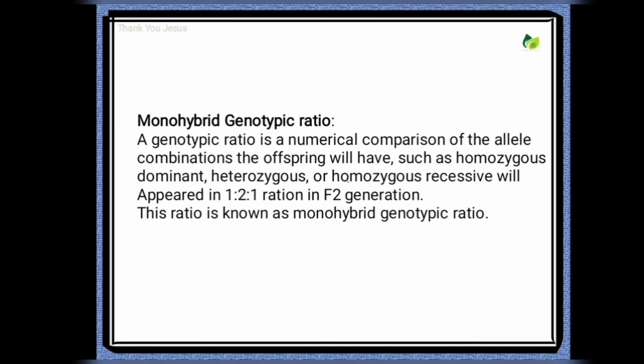So 1 is dominant, that means capital T. That means one plant is obtained as pure dominant. The 2 in 1:2:1 means heterozygous, so two plants are obtained in the heterozygous condition. Again, one plant is obtained as homozygous recessive. So the 1:2:1 ratio of the F2 generation of a monohybrid cross is nothing but the monohybrid genotypic ratio.